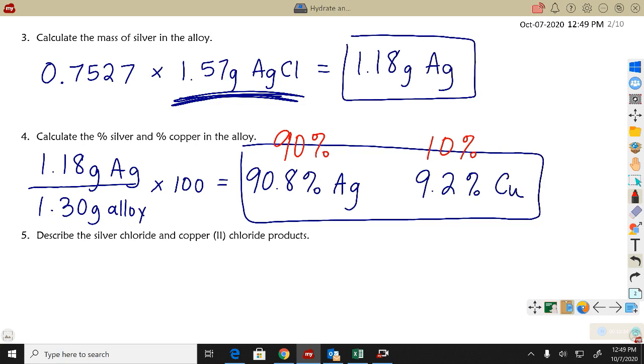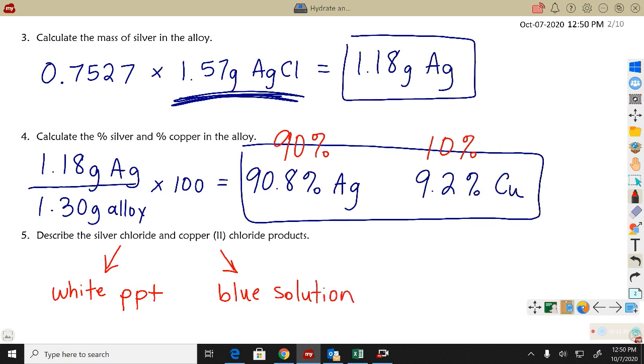Either is fine. The silver chloride, that was the white precipitate. PPT is an abbreviation that you can use for precipitate. Now obviously when you submit your work, you're going to write a complete sentence. You're going to say, the silver chloride was a white precipitate. Or you could write PPT. You're going to write, the copper 2 chloride produced was a blue solution.